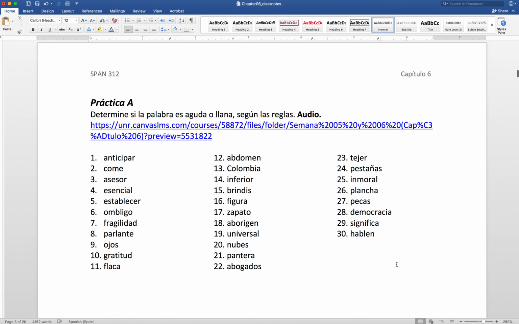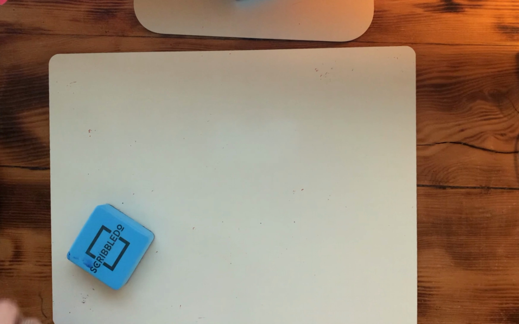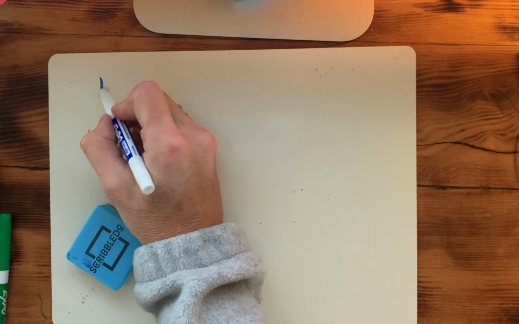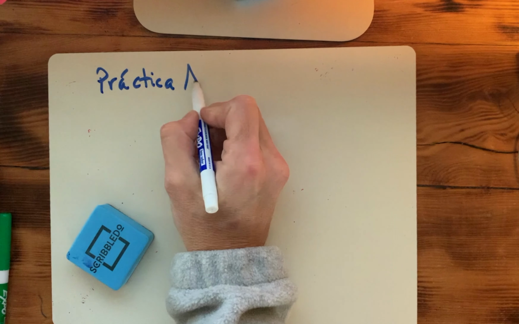And here's the first exercise for you to work on. I will now do a number of them with you. I'm going to do a couple of the exercises in Práctica A for you. Again, this is from Chapter 6.